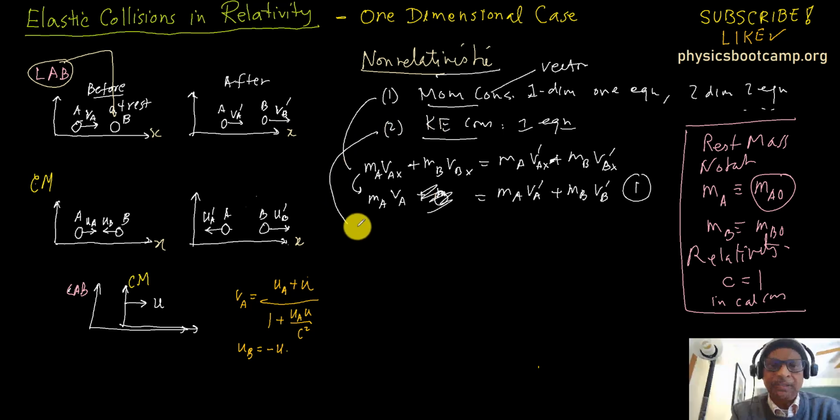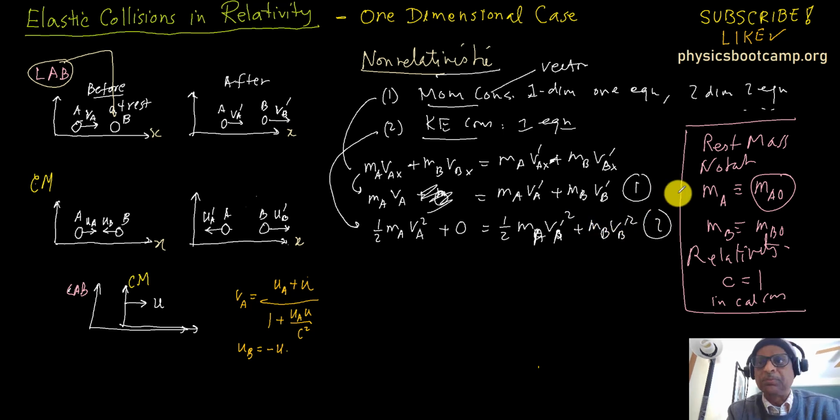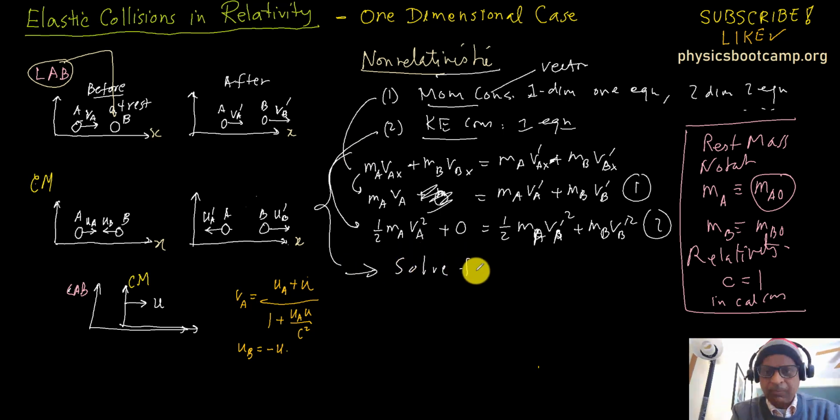So kinetic energy, I'm just going to write half ma va squared plus 0 equals half ma va prime squared plus half mb vb prime squared. So this is number 2. This is the standard way of doing this, and then you can do lots of algebra and solve for va prime and vb prime.